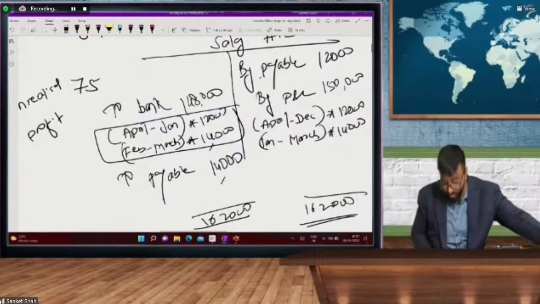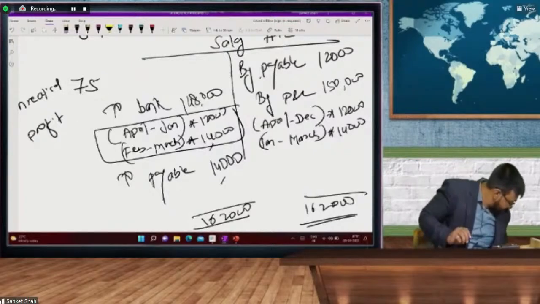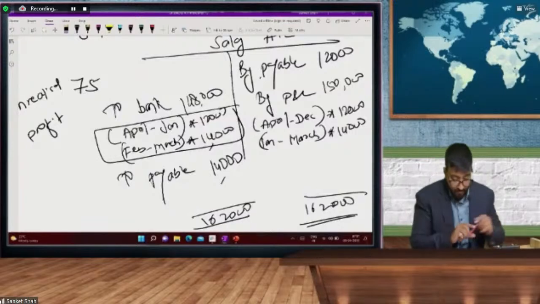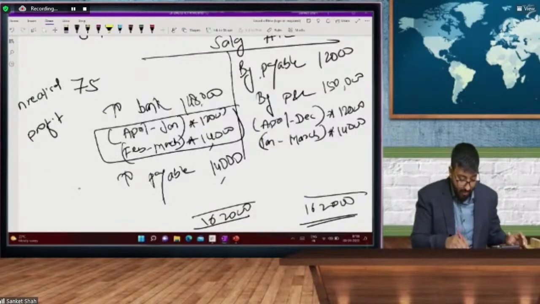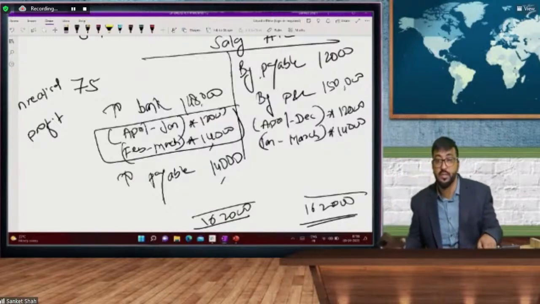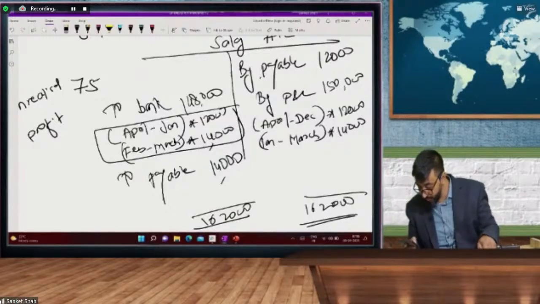Beta, if you don't solve accrual concept, I am telling you, you are not going to understand concepts of accounts.